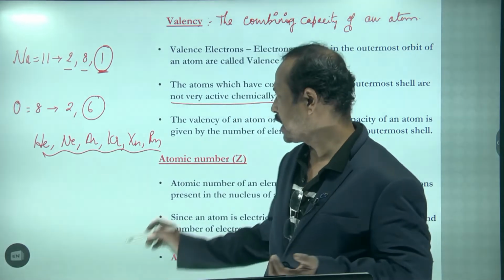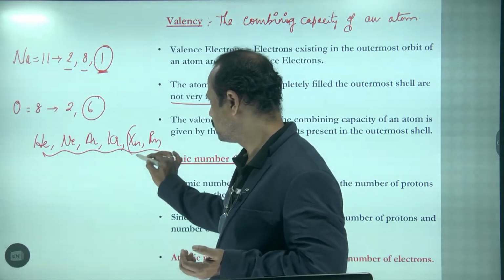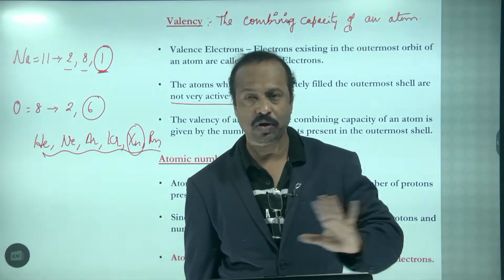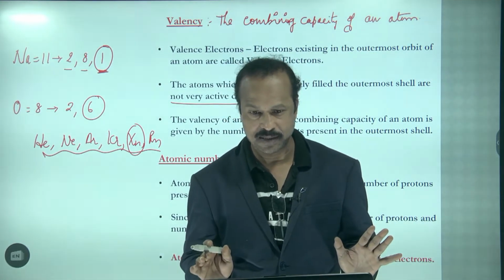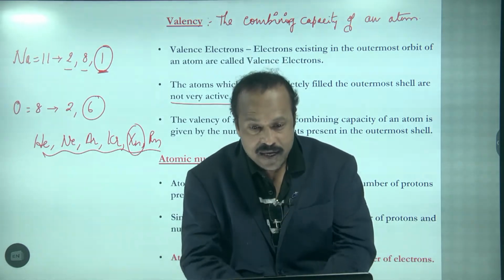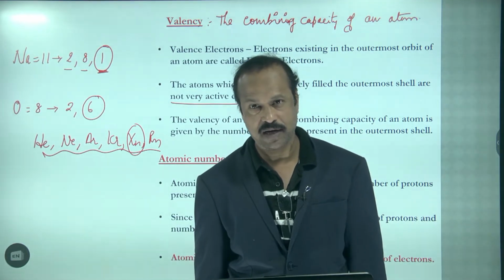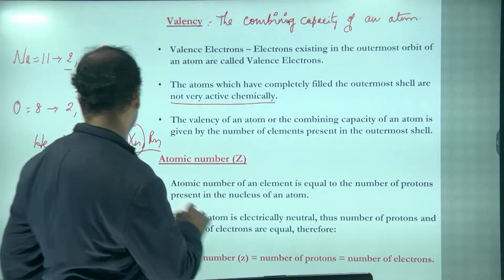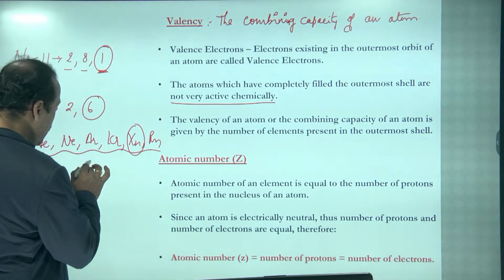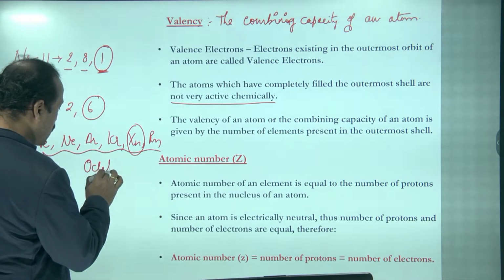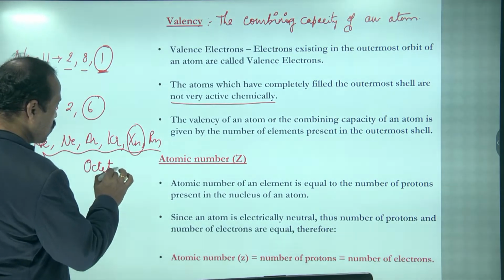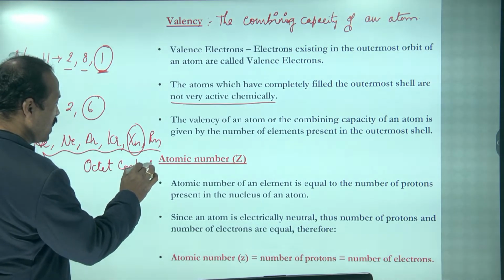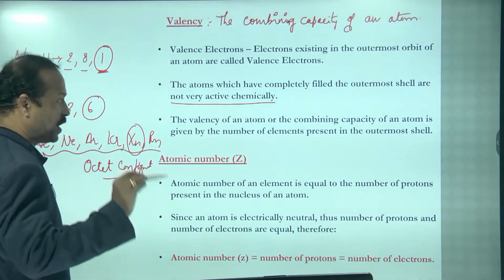Of course, if you go to the higher classes, you will learn some compounds of xenon, but as of now, these elements do not react with the other elements. So they are very less active in nature. Why? Because except helium, they all have 8 electrons in their configuration. So that is called octet configuration. The elements which have octet configuration in their outermost shell are stable.